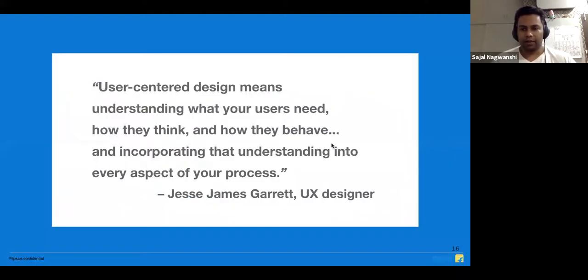So this brings me to a quote which I really admire. James Garrett is one of my favorite designers, and he summarizes this point very well, which is user-centered design means understanding what your users need, how they think, how they behave, and incorporating that understanding into every aspect of your process. And the previous diagram which I showed essentially emphasizes that fact again, which is that user research is not just about doing it before you build the product. It's also while you are building the product, when you have already launched the product, and lastly, after it has been live and there's some problem that you're facing, you keep on doing that. So it's not one-off activity. It's something that will go on at each and every stage.